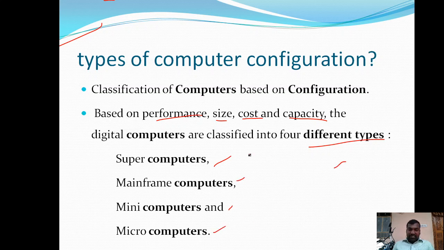So all these are categories of digital computers. How are they categorized? They are categorized based on the configuration of your systems. So we are categorizing digital computers into these four types.